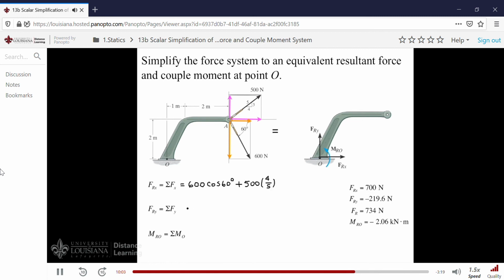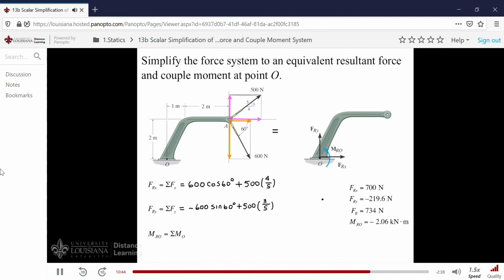Let's sum in the y direction. Considering the 600 Newton force, we have a plus or minus component. It's negative 600 times the sine of 60 degrees. And now we have the component of the 500 Newton force. It goes upward, and so therefore we write it as 500 times 3/5. When we figure this out, we get an answer of minus 219.6 newtons. It goes down instead of up.